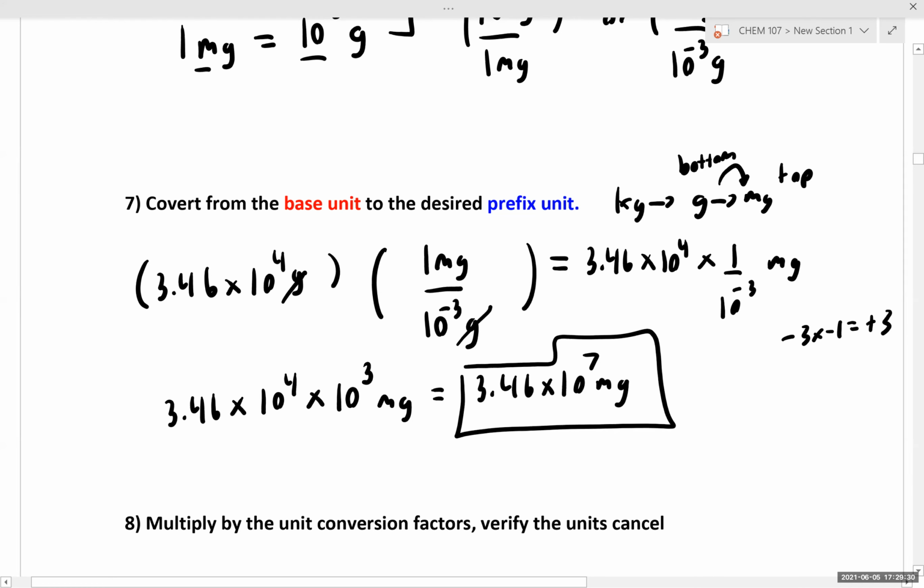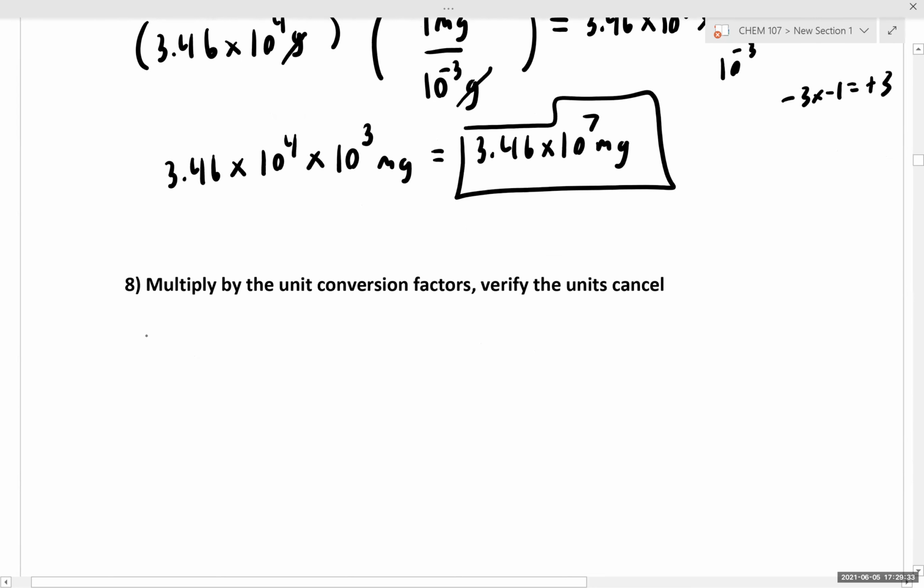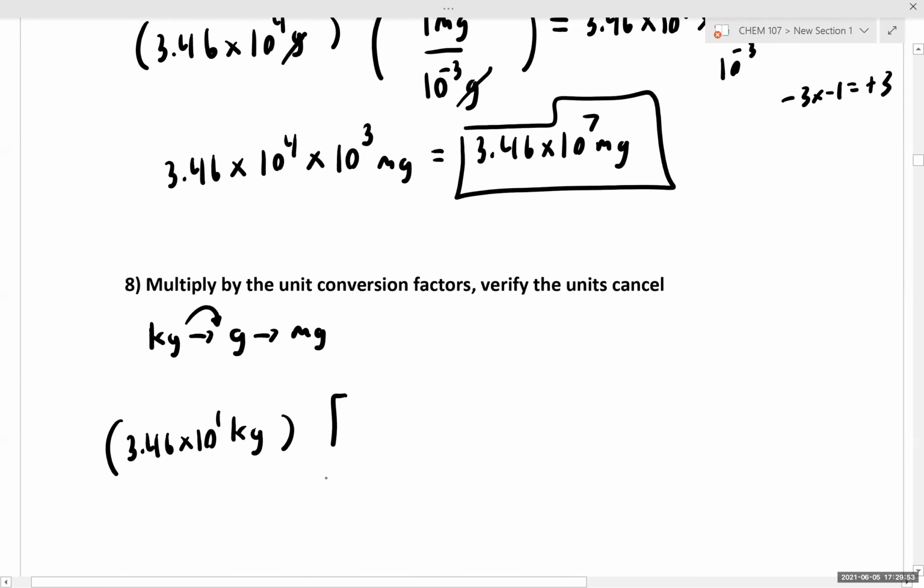Just to show you this full operation in one line, we wanted to go from kilograms to grams to milligrams. We started with 3.46 times 10 to the 1st kilograms. And our first step was to go from kilograms to grams. So we want a unit conversion factor that has grams on top and kilograms on bottom. We know 1 kilogram corresponds to 10 to the 3rd grams. Kilograms cancel, and we're ready for the next step.